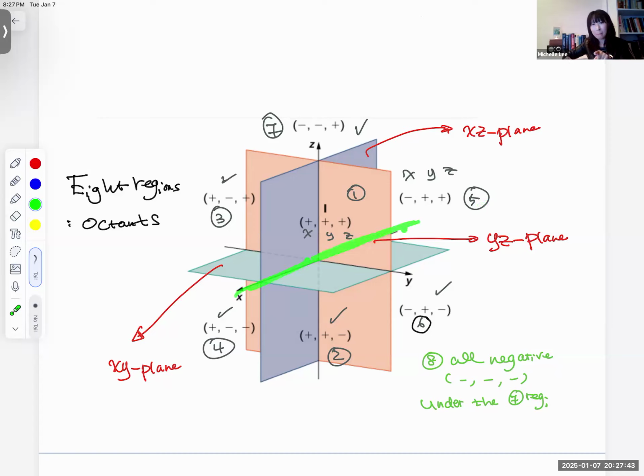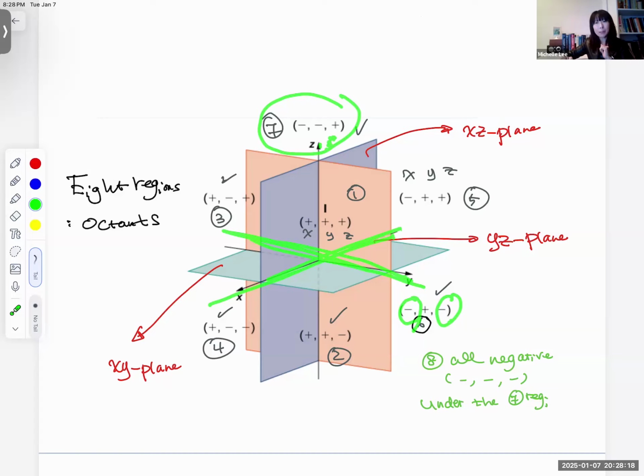X-axis is negative, right? So we have negative there. How about below the XY plane, right? So Z is negative. And then we had X is negative there. Yeah? Okay, number 7, way in the back. So way in the back, X is negative, Y is negative. Can you see that?